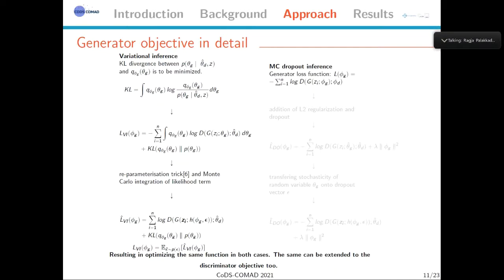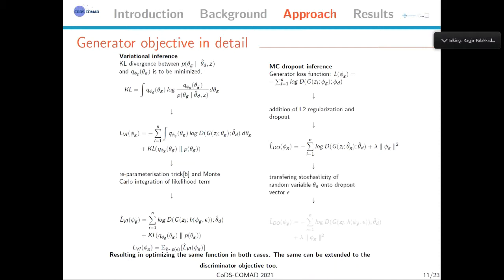Now, if we start with Monte Carlo dropout inference, we can see that we start at the generative loss function, which was given in the previous slide, and then we add stochasticity in the form of dropout and L2 regularization to arrive at the following objective function, where the parameters phi g and phi d are replaced by theta g cap and theta d cap, which are the instances of the random variables due to the randomness introduced by the dropout.